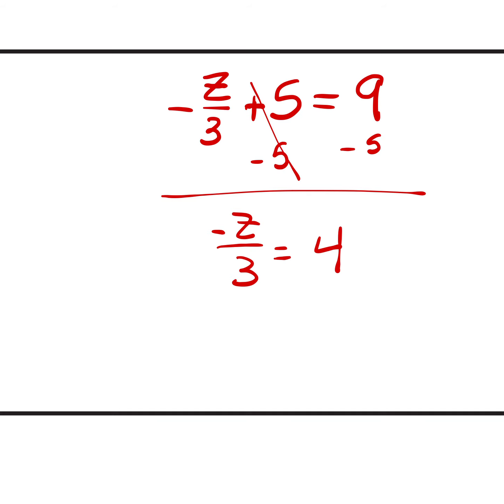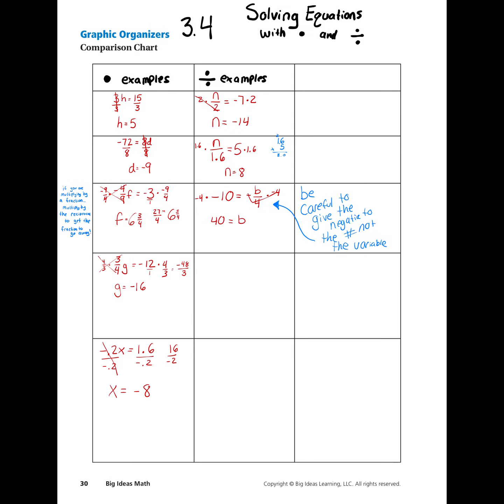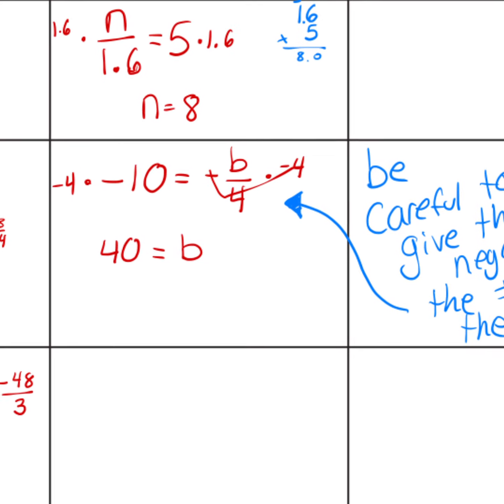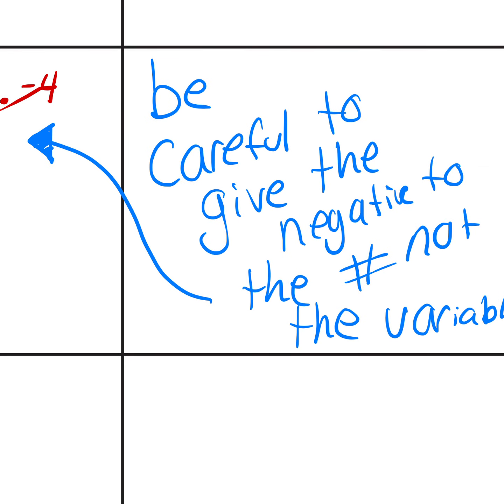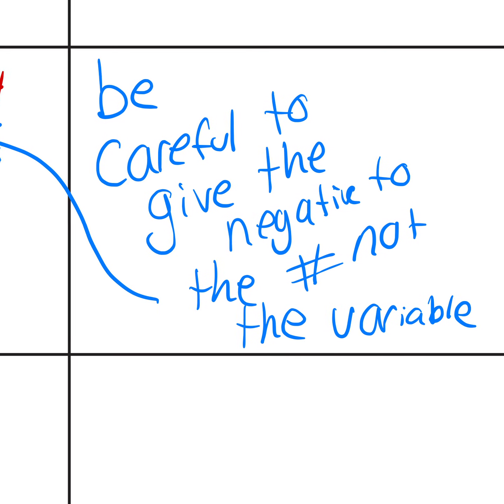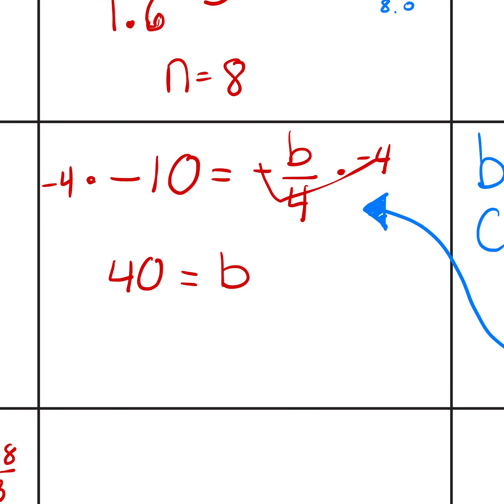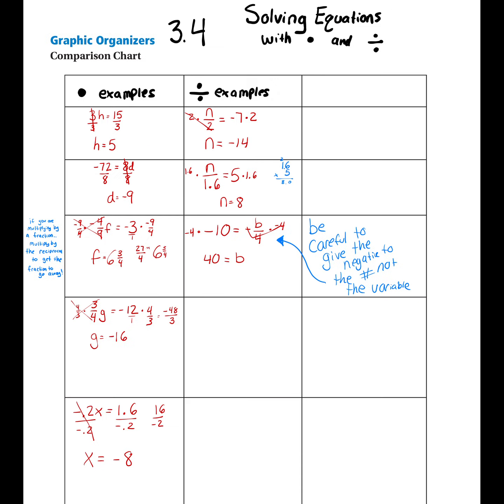Now, this problem right here is very similar to the problem I had you do yesterday. I'm going to go back to the note from yesterday. Yesterday we looked at this, and I said be careful to give the negative to the number, not the variable. We talked about why. If you gave that negative to the variable and you just multiplied by positive 4 to both sides, you'd still have a negative variable to get rid of, right? So instead, give the negative to the number, so that you can get rid of the negative through multiplication, okay? So that was from yesterday.